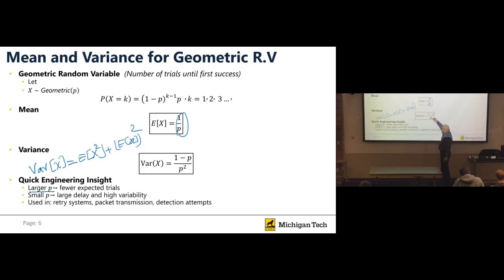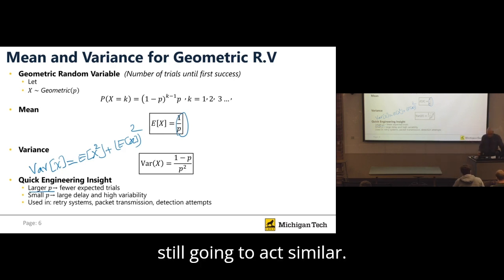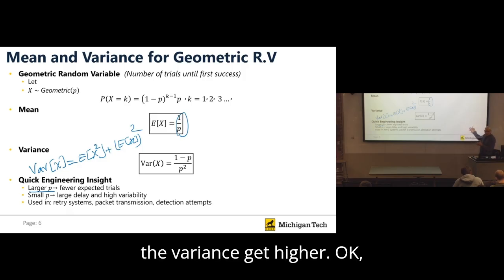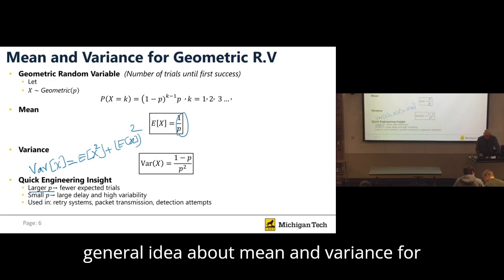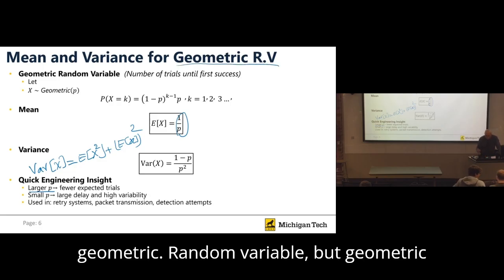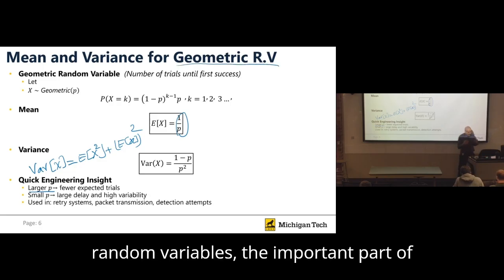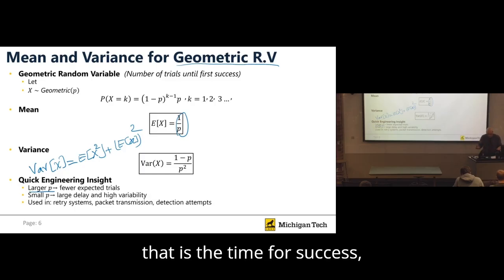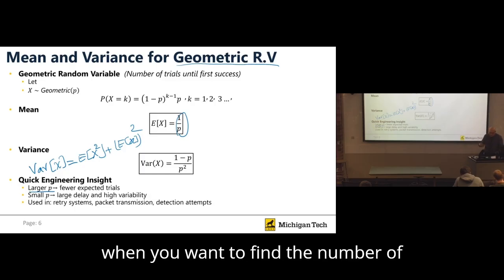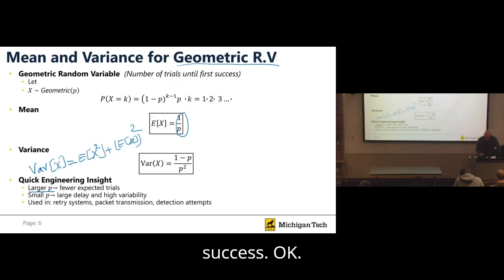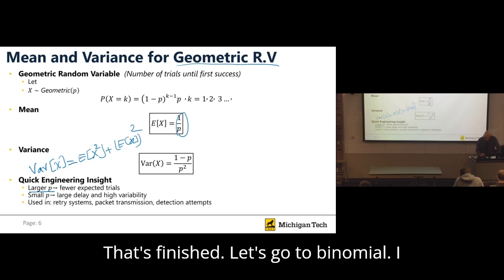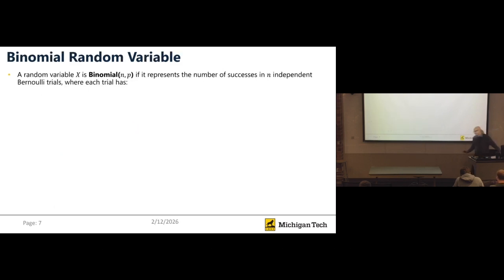So if you do the limit, it's still going to act similar. When p gets smaller, the variance gets higher. Okay, something like that. So that's a general idea about mean and variance for a geometric random variable. But for a geometric random variable, the important part is the time for success, when you want to find the number of trials or the time to get the first success. Okay, that's finished. Let's go to binomial.